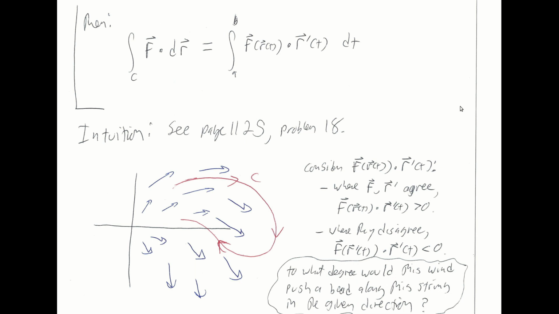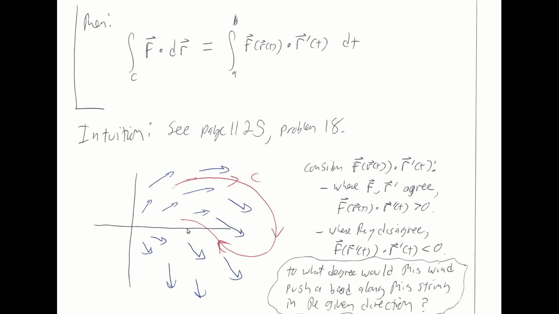There's a nice picture on page 1125. That's actually the exercise section of the book. If you have a look at problem 18, there is a nice picture which I have adapted here somewhat. So you can have a look at a better drawing, but the gist of the issue is here. In blue, we have our vector field. Every point in the plane has a vector associated with it, and those are shown in blue. In red here, I've given you a smooth curve C.